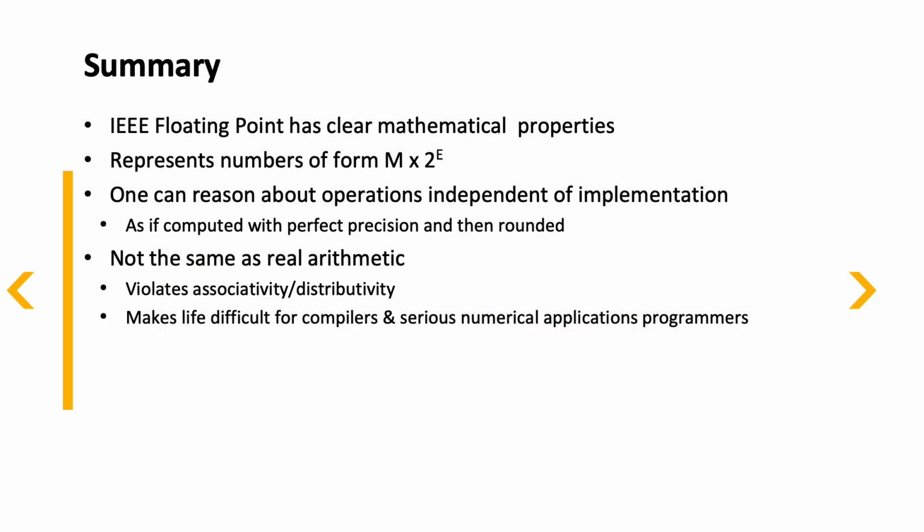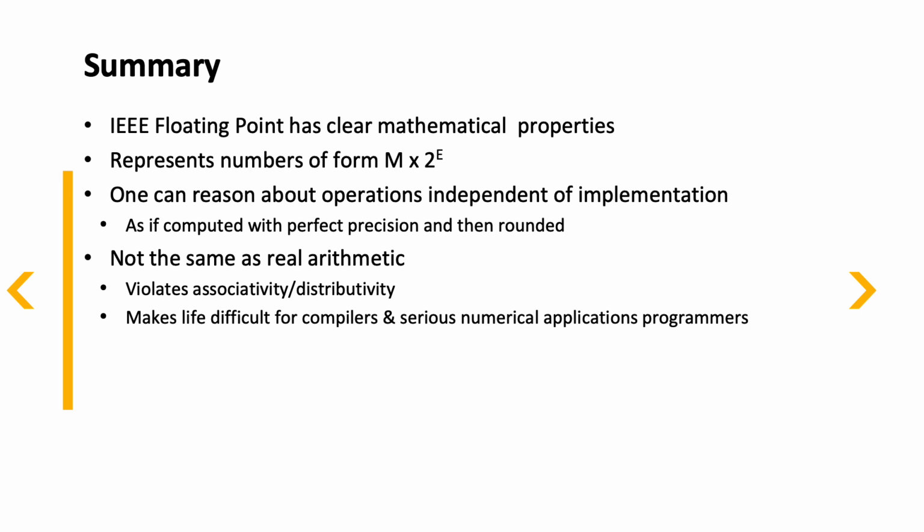So to summarize what we saw in this video, we want to keep in mind that IEEE floating point has clear mathematical properties. Okay, we're representing numbers of the form m, some significand, times 2 to the e, some exponent. We can reason about operations independent of the implementation, right? We can assume we're going to compute with perfect precision and then round, right? So we can reason about these things and we can predict the outcomes, but we also want to keep very firmly in mind this is not the same as real abstract arithmetic.